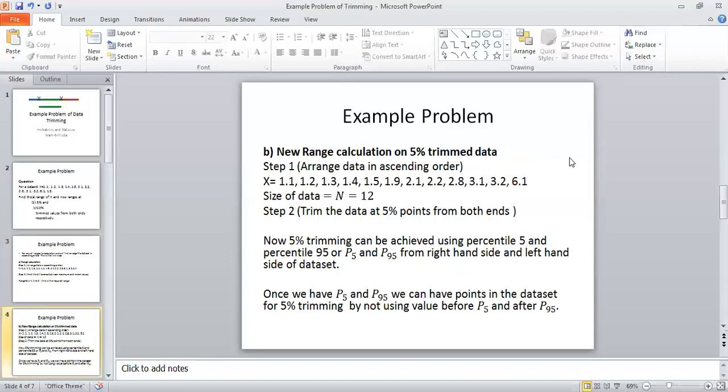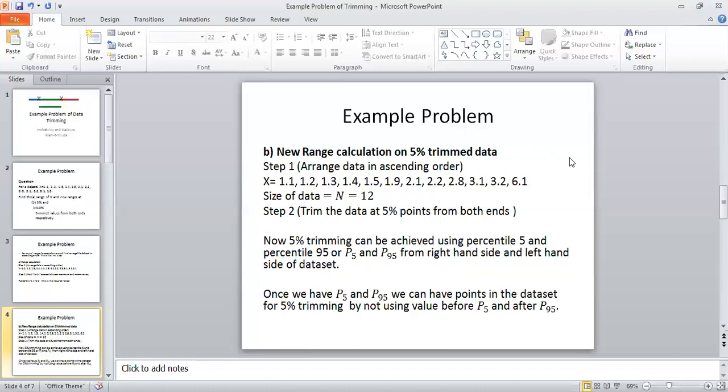Now for part B, we have to find the 5% trimmed points, and the new range would be in between the two. So for this purpose, we use percentiles. The fifth percentile and the 95th percentile are required because after the 95th percentile, 5% is remaining, and before the fifth percentile, we have the 5% of the initial data set. So we find P5 and P95. The trick is this: we find P5 and P95 and get the difference between the two.